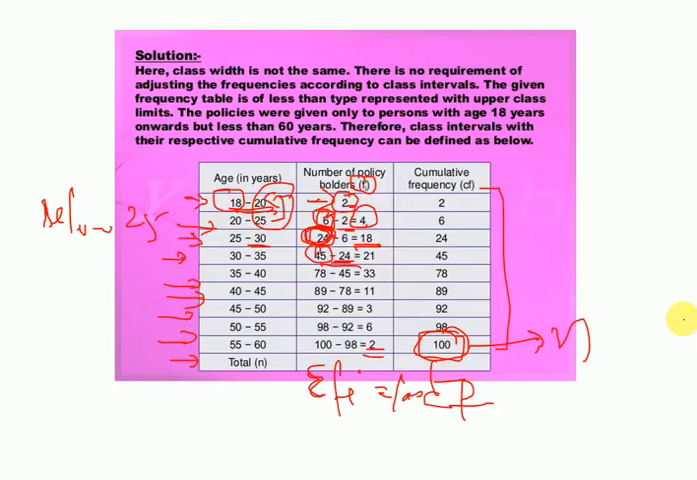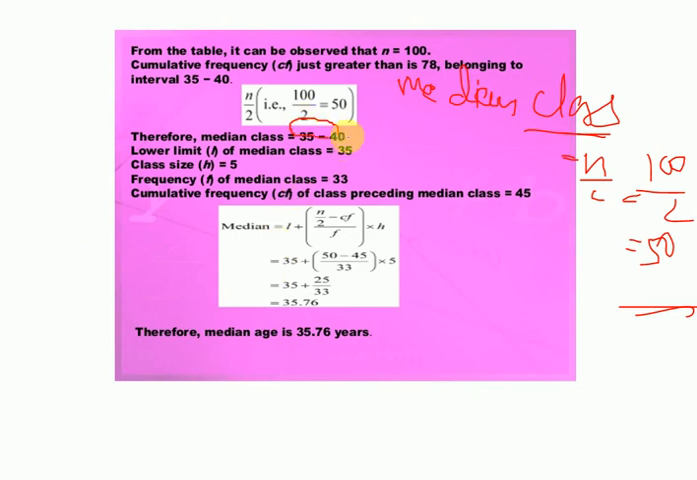Now it is saying 50. Now which value in CF is equal to 50 or more than 50? That is 78. It means the median class is 35 to 40. So the median class is 35 to 40 and the lower limit of this median class is 35. Class size is h, that is 5.